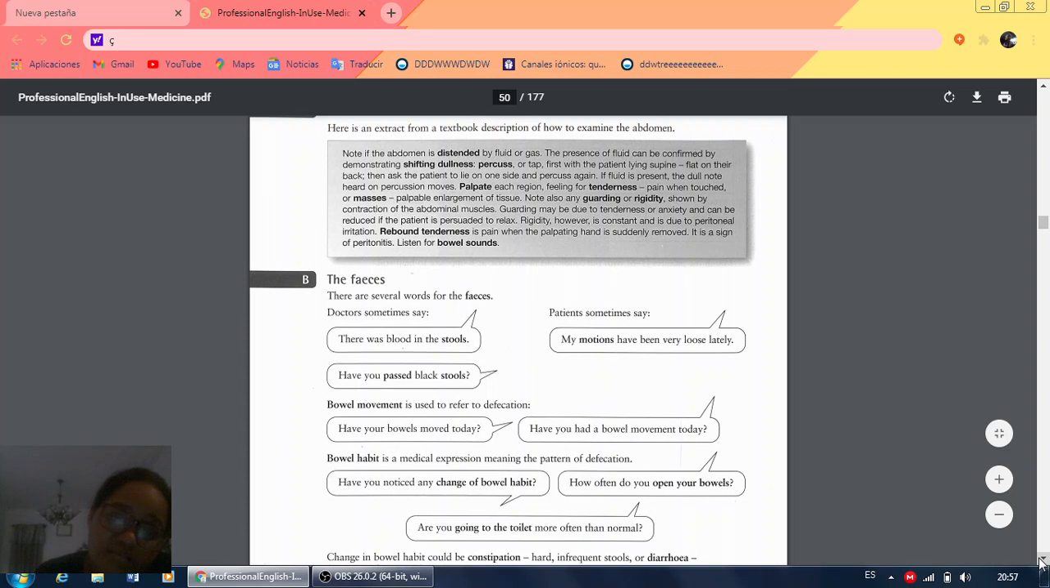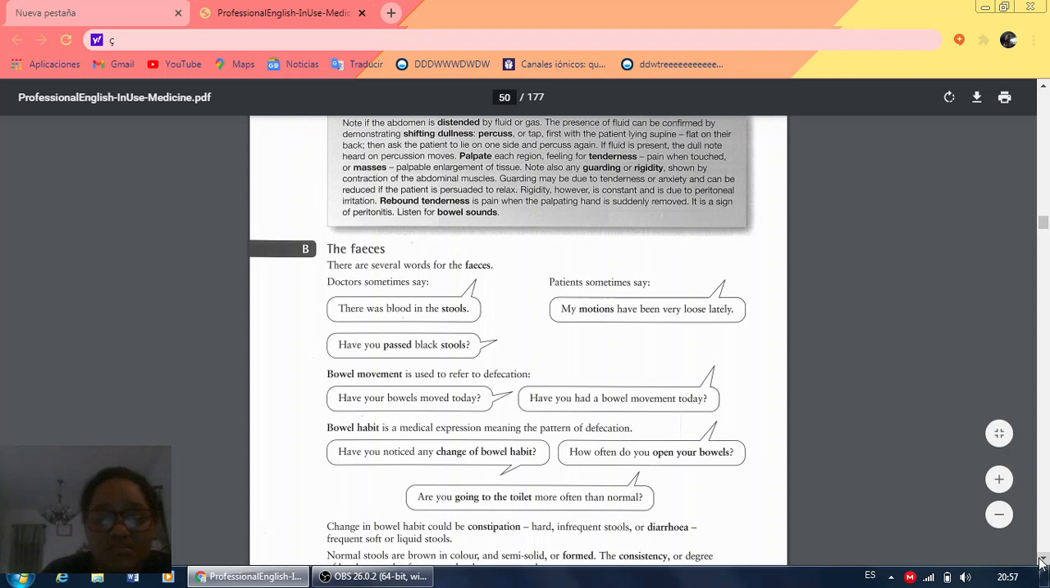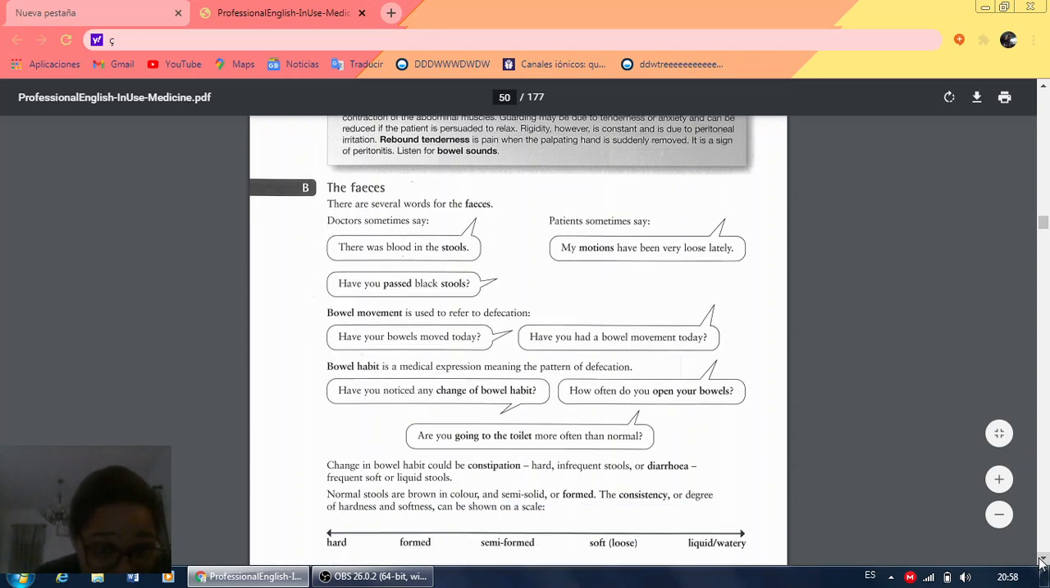The feces. There are several words for it. Doctor, sometimes for days, the gallbladder stones have patients passing black stools. Patients sometimes have a bowel movement in the morning, both very late. Bowels, more since use reference to difference. Have you had a bowel movement today? Have you had a bowel movement today?